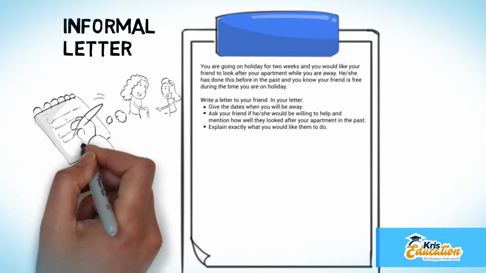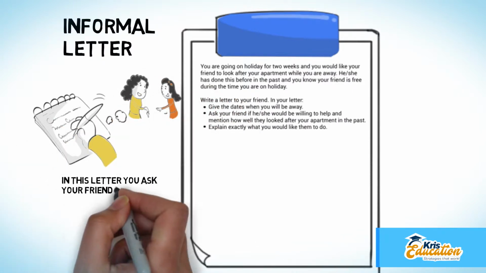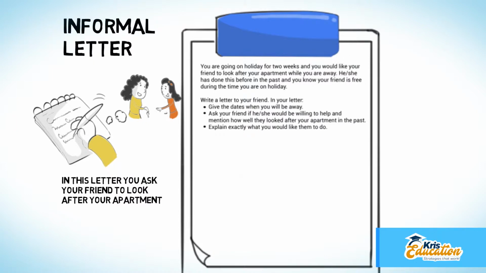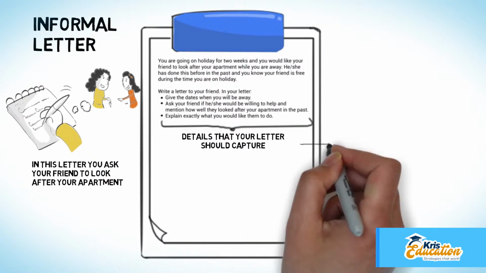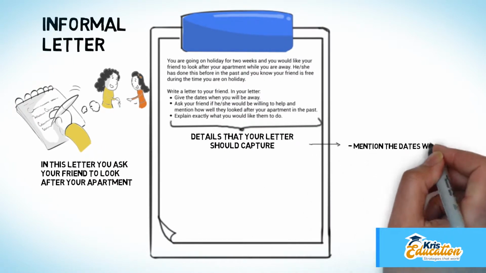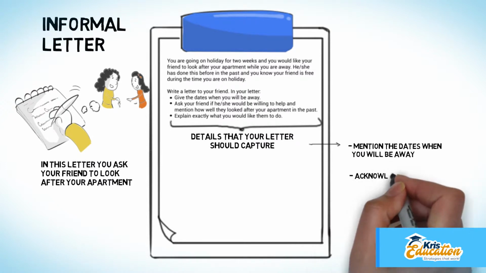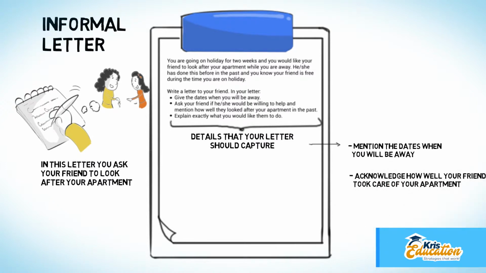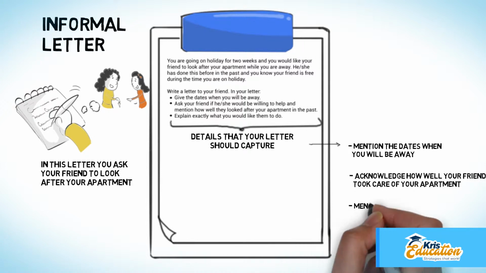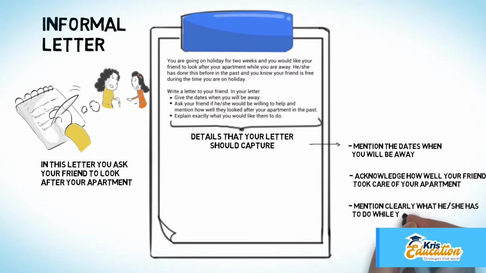This is an example of an informal letter. In this example, you write a letter to your friend to ask him or her to look after your apartment. In your letter, you should mention the dates when you will be away and tell your friend that he or she did a great job last time they took care of your apartment, and clearly tell your friend exactly what you want him or her to do.